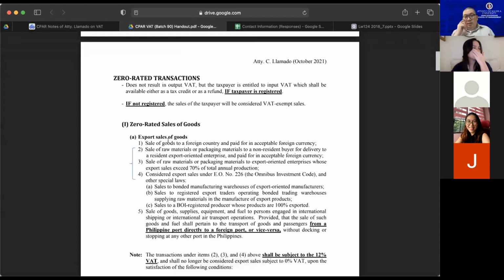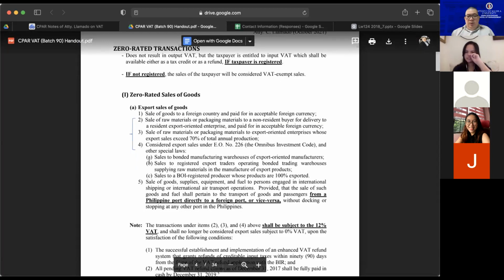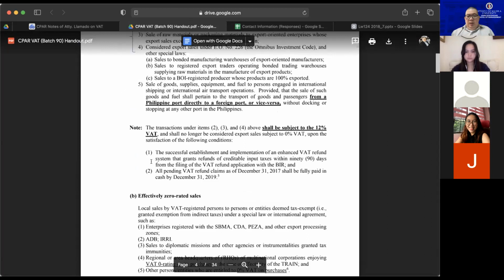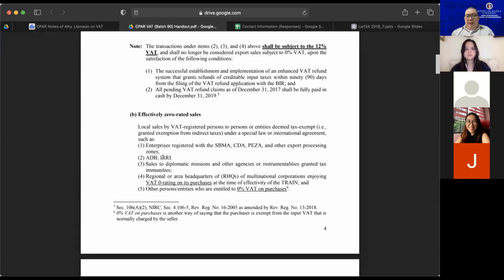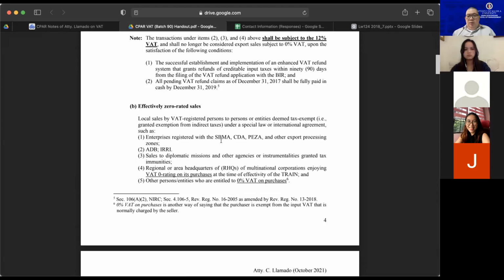Okay? Now, what is this zero rated versus VAT exempt? Dalawa yung concept. You are either VATable or VAT exempt, VAT zero rated. Sino yung mga zero rated? Yun yung mga export. Okay? Yun yung mga ADB, IRRA. Ito yung International Irrigation something. Sa may Los Baños to eh. For yung mga allocator sa Subic, sa Clark, sa PESA, they are zero rated.